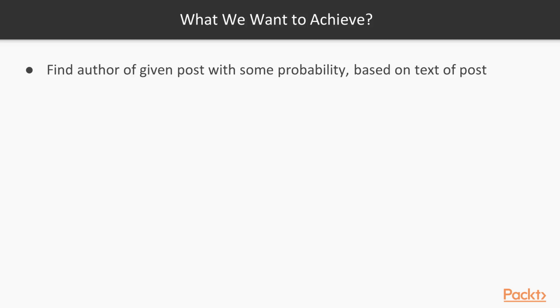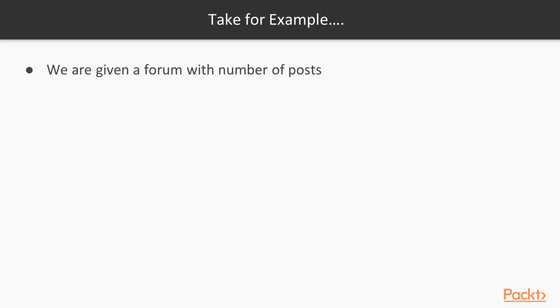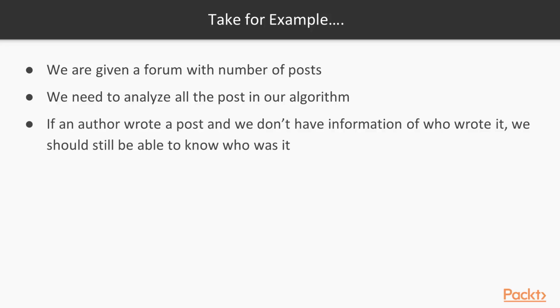So let's ask a question, what do you want to achieve? Let's say we are given a forum with number of posts. Every post contains some kind of text and author of the post. We want to analyze every post in our algorithm, and then when new author wrote a post and we don't have any information who wrote that post, we should be able to answer a question who wrote that post. With some probability, of course.